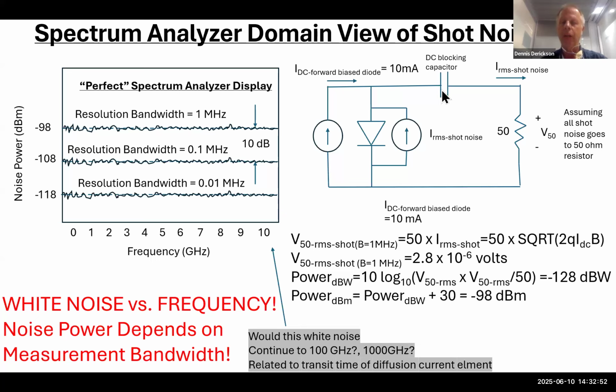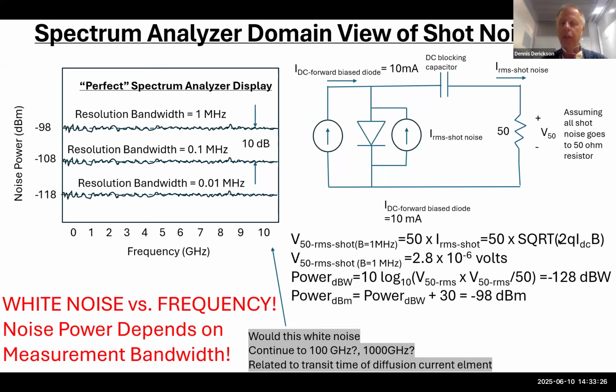And I'm going to AC couple it right here so that the shot noise can AC couple to an output 50 ohm resistor load right here. And we'll be doing a measurement shortly with a 50 ohm load on this SSA-X instrument right here. Now I'm going to assume, which is probably a wrong assumption, that this current and the shot noise right here will all flow through the capacitor to the output. If that's true, then I can do a calculation saying that the voltage across this 50 ohm resistor is going to be 50 ohms times the current of this shot noise right here.